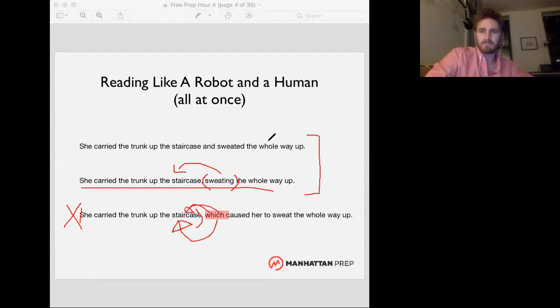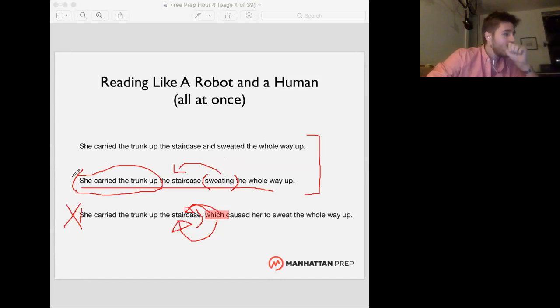Any thoughts? So Rupneen says that the sweating is modifying the staircase, but it's not modifying the staircase, because comma ing modifies subject-verb clauses. So it's modifying she carried the trunk up the staircase. So Pauline says she was sweating while she carried the trunk. And that's exactly right. It describes how she carried the trunk. She carried it sweating.